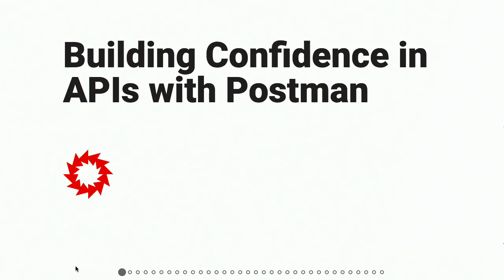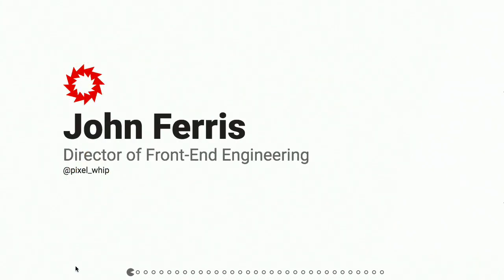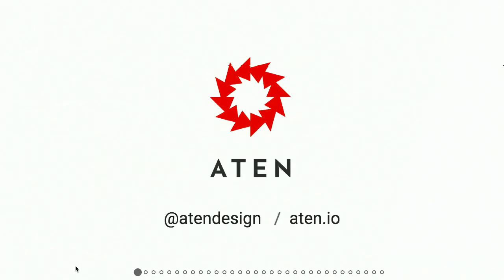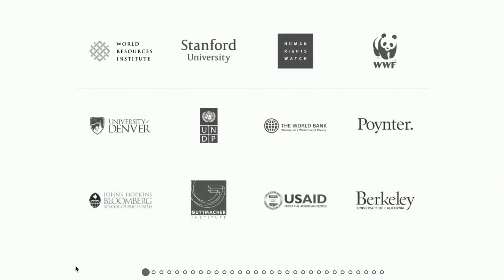So this is building confidence in APIs with Postman. My name's John Ferris. I'm the director of front-end engineering at Atten Design Group. Atten is a full-service design strategy and development agency based out of Denver, Colorado. We work with a lot of organizations that are doing really good work. We like to think that we work with organizations that are really trying to make the world a better place.